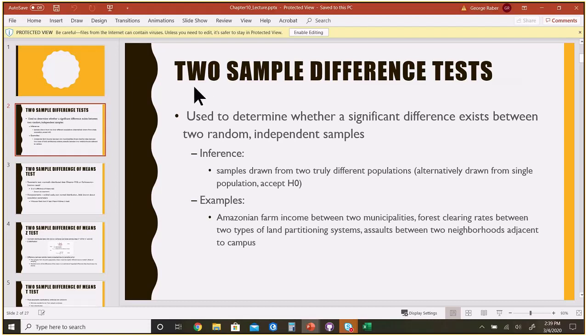All right. So now we're moving on from one sampled to two sampled tests. To distinguish between the two, with the one sampled test, you're comparing to some ideal or to some population value. With the two sample tests, you take two samples of a population and you're comparing to see whether they're the same or not.